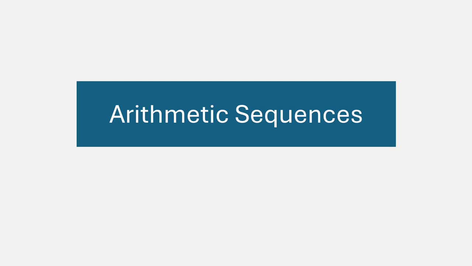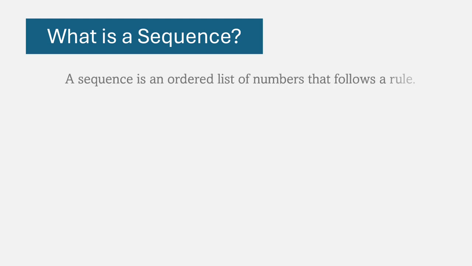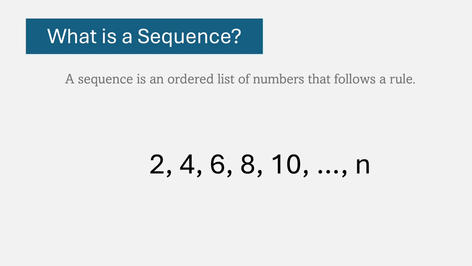Now let us talk about arithmetic sequences. What is a sequence? When I say a sequence, it is an ordered list of numbers that follows a rule. So there is a rule. An example of this is to take note of this order of numbers: 2, 4, 6, 8, 10, until any number.